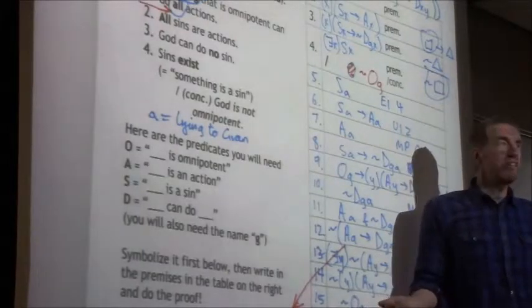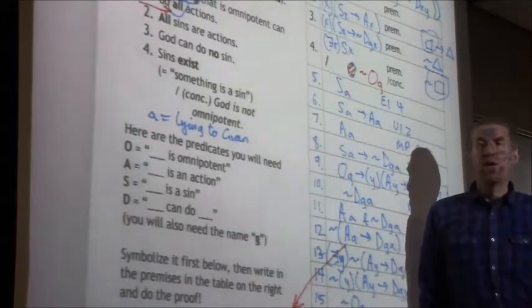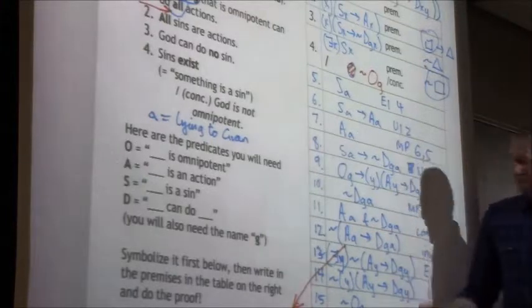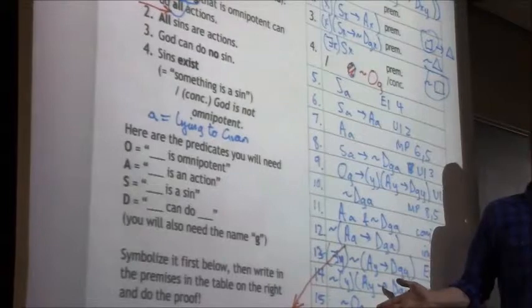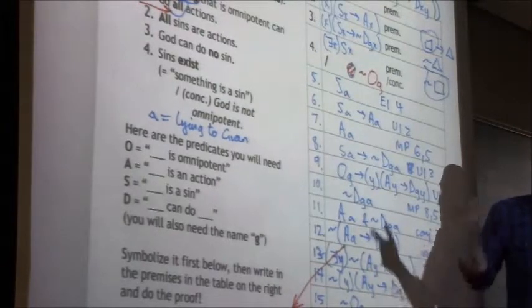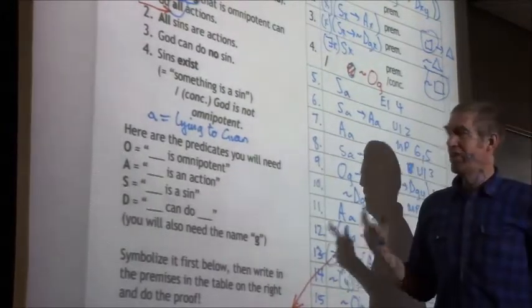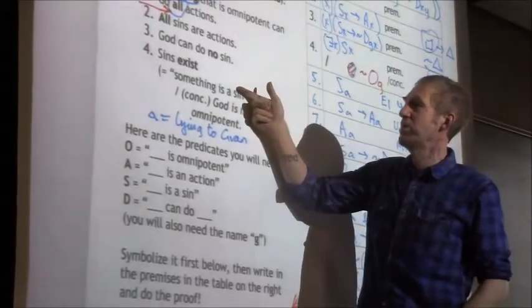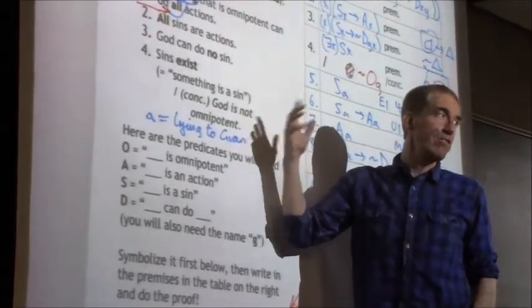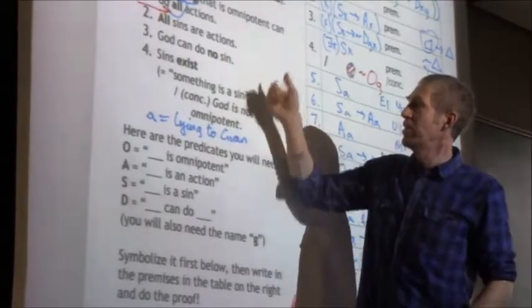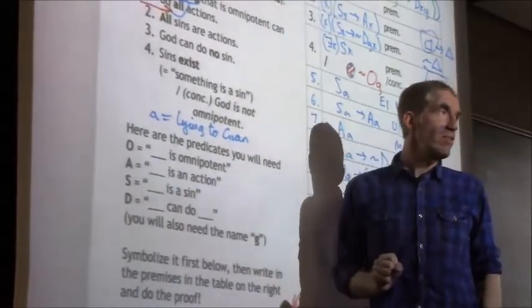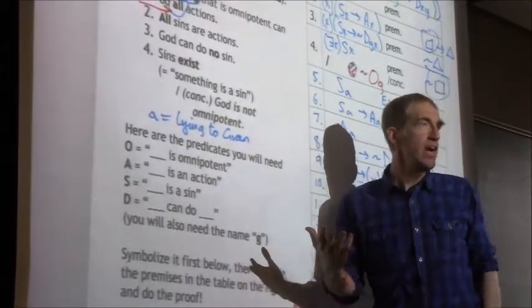Does that mean we have to accept that God is not omnipotent? No. But if we want to reject the conclusion, if we want to say the conclusion is false, what will that mean? We have to reject at least one premise. What is impossible is for all the premises to be true and the conclusion to be false, given that this is valid. But what's perfectly possible is for the conclusion to be false and at least one of the premises to be false. That can happen all the time.